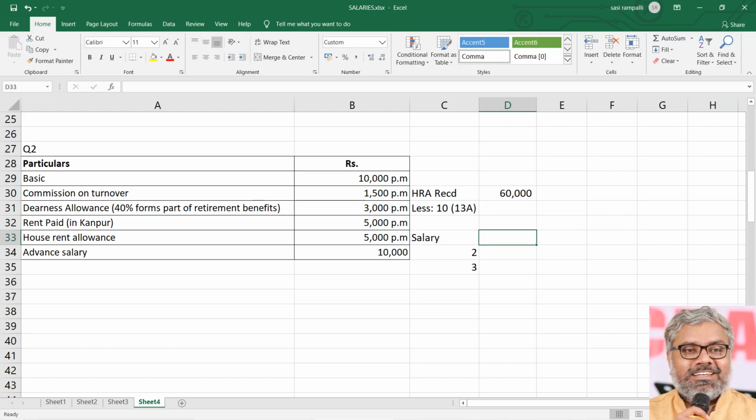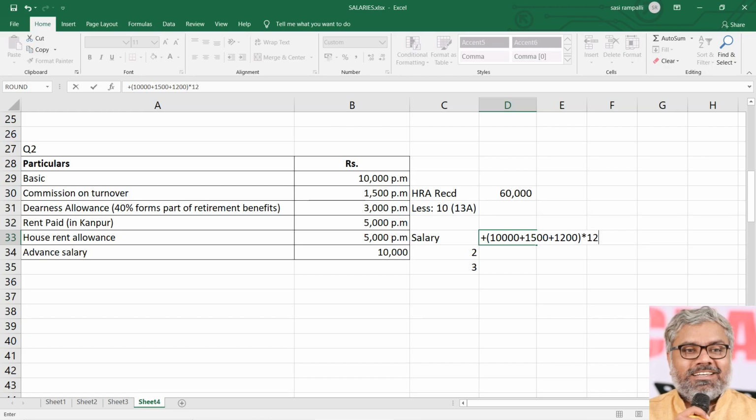Exemption is what we have to calculate. But for that purpose, we need salary first of all. What is salary? Once again, same. Basic 10,000 plus commission on turnover is given here. Let us take that also, because it is assumed to be on the turnover as a percentage, already computed, plus DA 3,000 per month, but only 40% forms part of retirement benefits. So we cannot take 3,000. We can take only 1,200 per month. So basic plus DA forming part of salary plus commission on turnover, all the three we have taken.